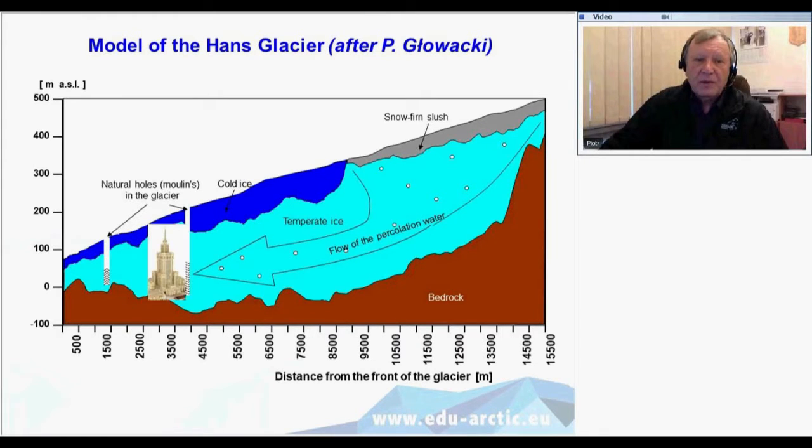And here you have the possibility of comparing some heights. In Warsaw, this is the palace of the Polish Academy of Sciences, 200 meters high. You see the ice would be able to cover this academy.